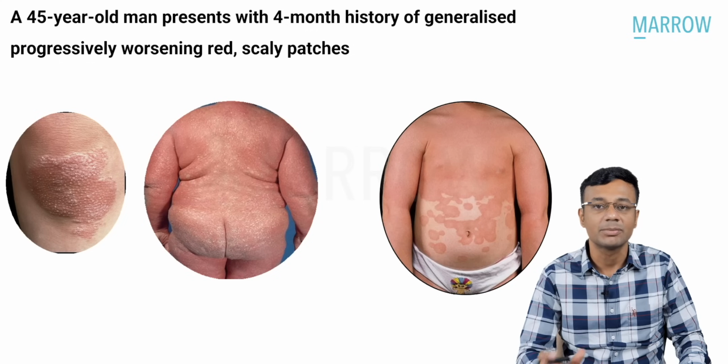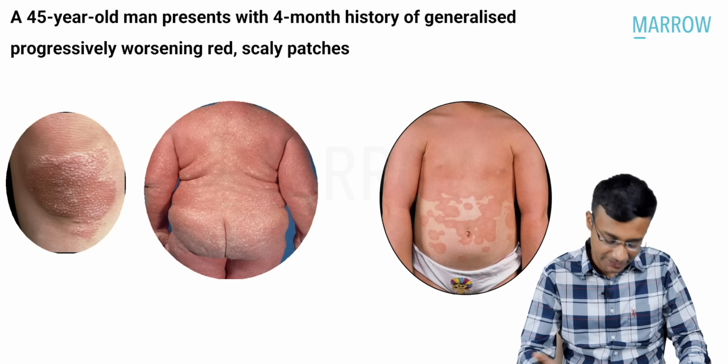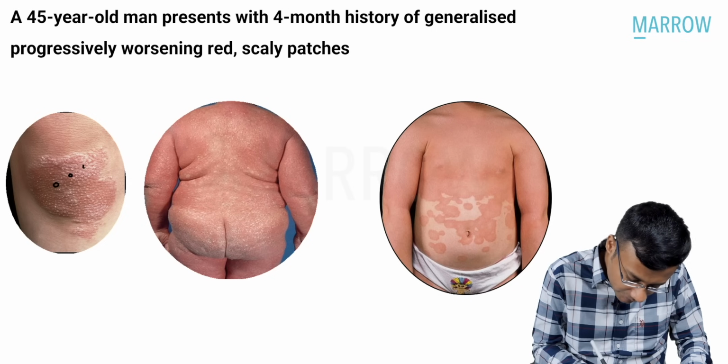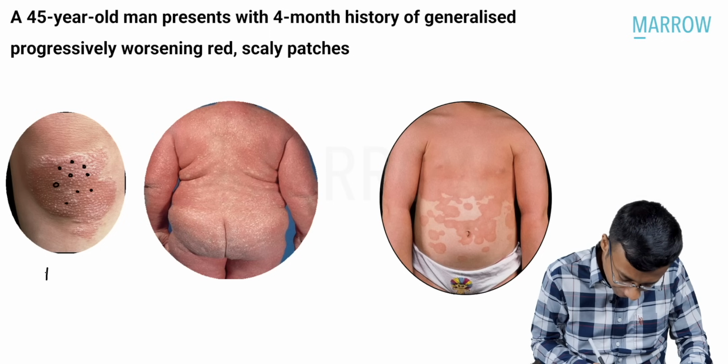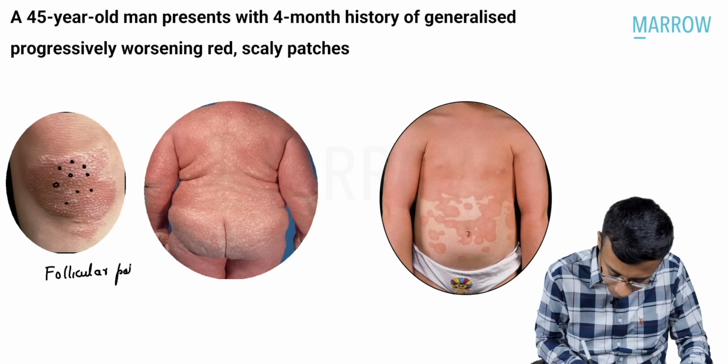And the last condition from this chapter, a 45-year-old male presents with a 4-month history of generalized, progressively worsening red scaly patches. On examination, what do you see? You see multiple papules here, and these papules are around the hair follicle, so we call them follicular papules. So this is point number 1.